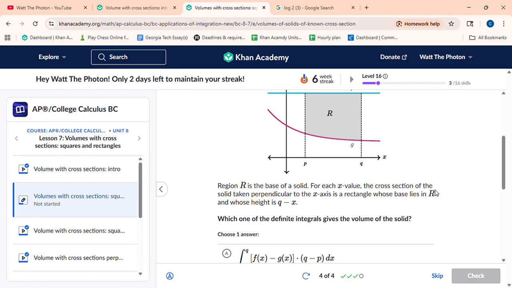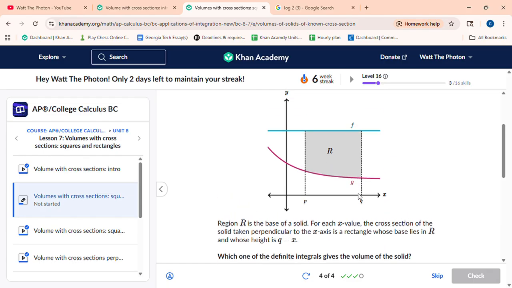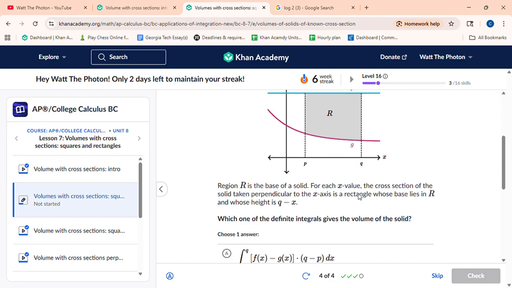Here is the base of a solid. For each x value, the cross-section taken perpendicular to the x-axis is a rectangle whose base lies in R and whose height is q minus r. Okay, which of the following definite integrals gives the volume of the solid?